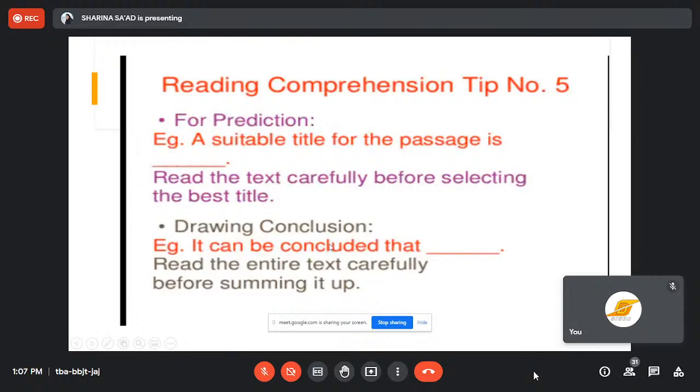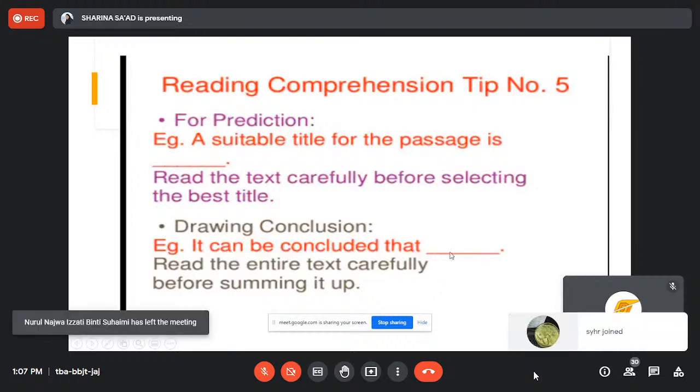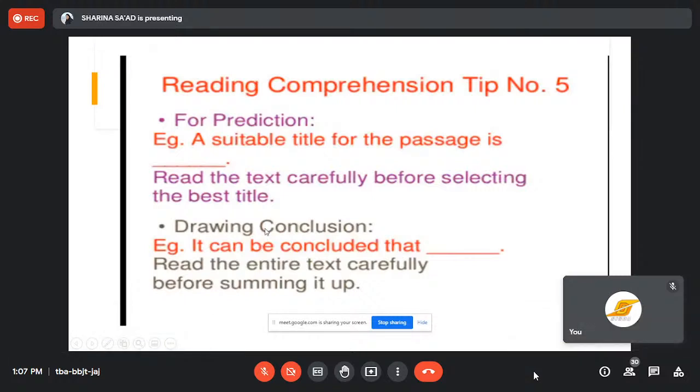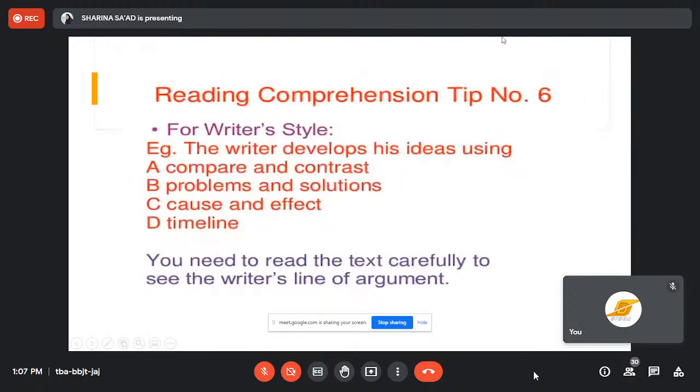Or you have to do this, drawing conclusion. It can be concluded that... you read the entire text and then you have to conclude. For this one you have to use your thinking skill. How will you conclude? What will happen next? After this and this happen, how will you conclude it? You have to be careful and conclude it wisely based on your reading.